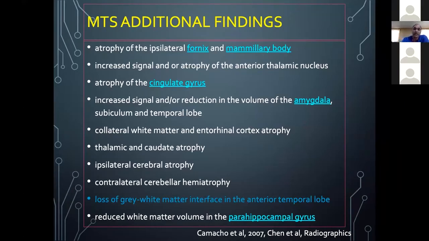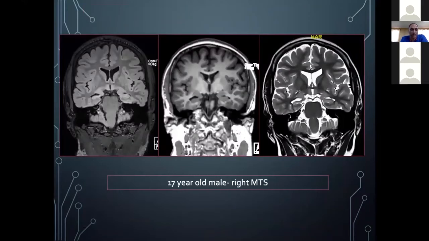Also, another aspect is to look at the anterior temporal pole always, because there can be loss of gray white matter interface in the anterior temporal pole. So it's an ancillary finding. And also reduced white matter volume in the parahippocampal gyrus. For example, I will show an example.